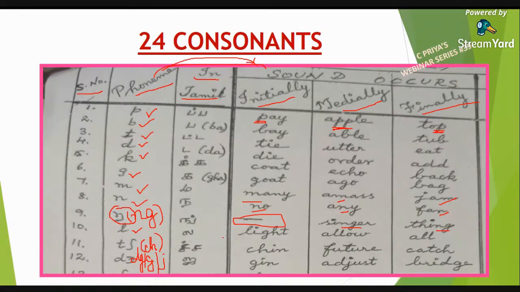The 10th sound, the L sound. It occurs initially in a word, in the middle, allow, and at the end, all. T with the integral symbol produces the ch sound: chin, future, catch. The 12th one, the j sound: gin, adjust, bridge. We don't call it as bridge; the d remains silent. So it is bridge. This way we use the first 12 sounds in the 24 consonants.